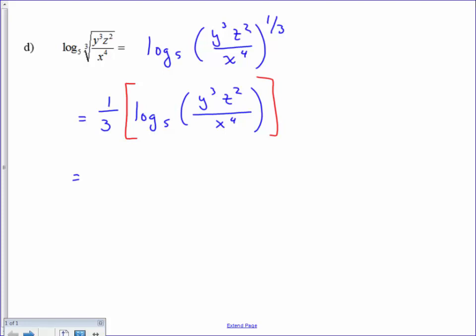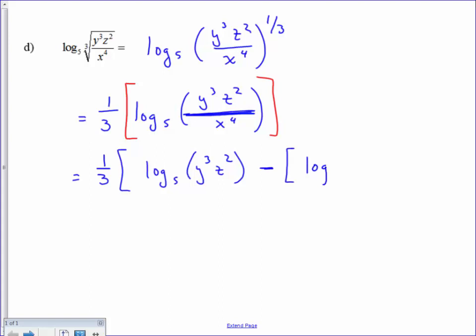On the inside of this log, we see the log of a quotient, so we need to use quotient rule next. Keep the 1/3, keep the brackets, and then we're going to take log base 5 of the top, and then minus, be careful here, put another bracket, log base 5 of x to the fourth. Okay, the second bracket is because I'm using quotient rule, and potentially I may need to distribute that negative to more than one term.